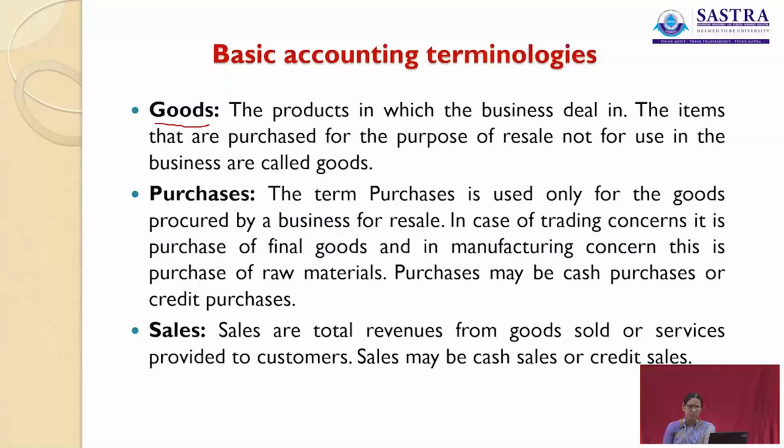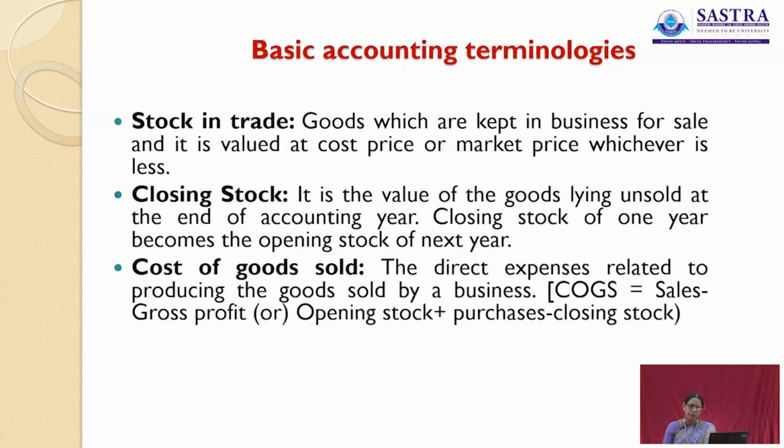Next is purchases. Purchases, women: any goods that are procured for the purpose of resale. In the case of a trading concern, the final goods will be purchased. In the case of a manufacturing concern, the raw materials will be purchased. And the purchases may be either cash purchases or credit purchases. Next comes the sales. Sales, women: the total revenues from the goods sold or services. And sales again may be cash sales or credit sales.